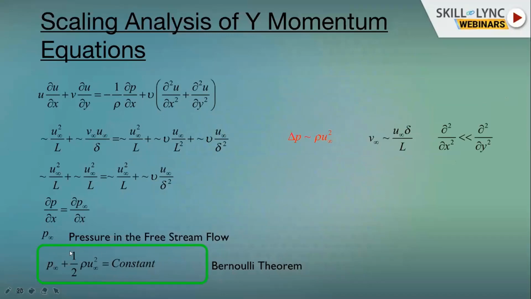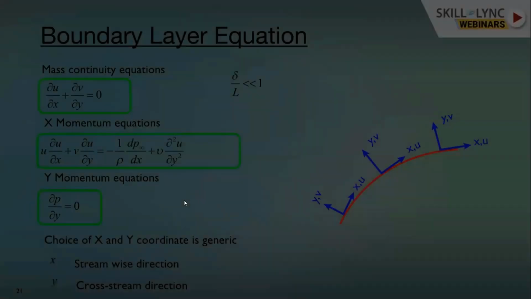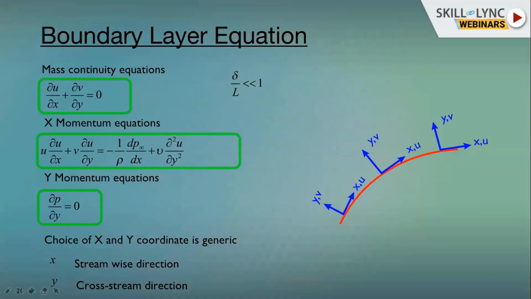P infinity plus half rho u infinity square should be constant, right? Because from Bernoulli's equation, del P by del x will give some terms in y, and the derivative of the constant approaches 0, right? So this is my Navier-Stokes equation. Let's see how to simplify it. Then my boundary layer equation boils down to the following form, right?